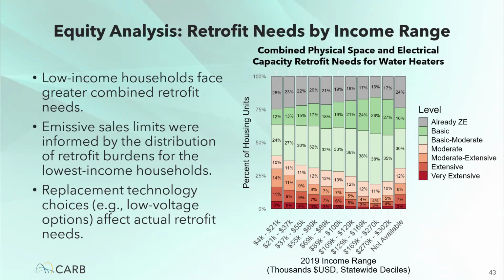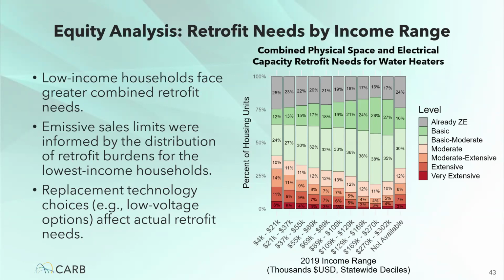The analysis shown here combines the need for electrical capacity and physical space retrofits for water heating. Households are grouped by income deciles based on representative household income data from ResStock and organized from the lowest representative incomes on the left-hand side of the x-axis to the highest on the right. We can see a clear trend where lower income households face higher retrofit needs, as shown in red. These households also have a greater incidence of already having zero emission heating, at a rate higher than high income households.